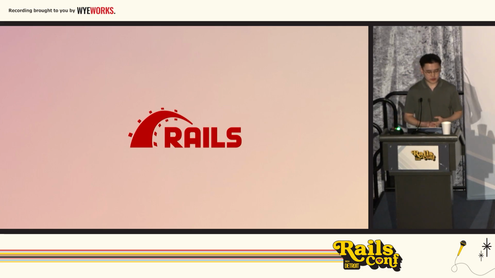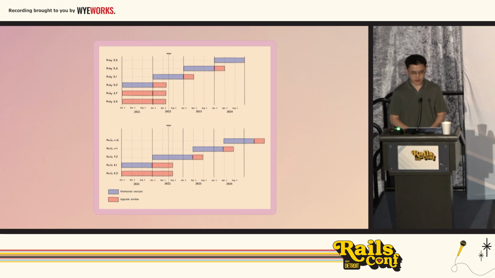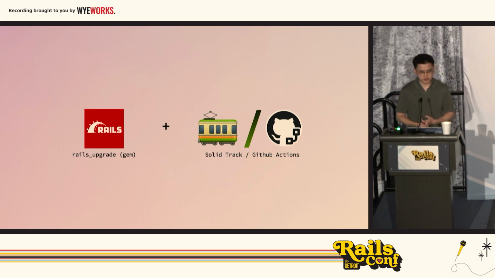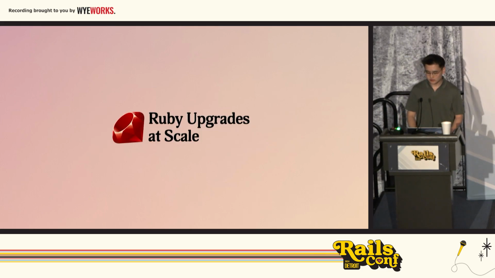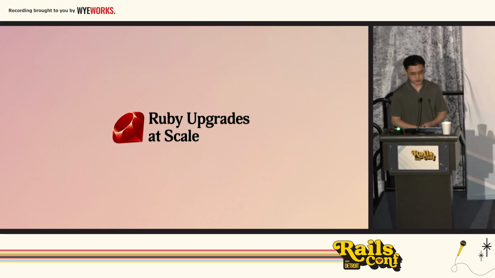So far, we've talked a lot about how we improved the Rails side of things: how we introduced an upgrade calendar to ensure teams could better prepare for upgrades, and how we invested in creating better tooling in the form of the Rails upgrade gem and SolidTrack to help semi-automate the upgrade process. Now we'll shift gears and discuss how we also similarly scaled Ruby upgrades here at Shopify.